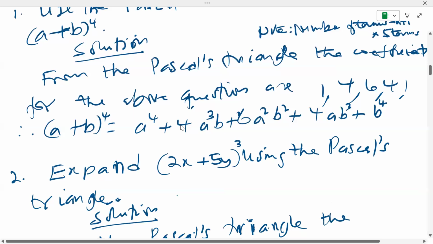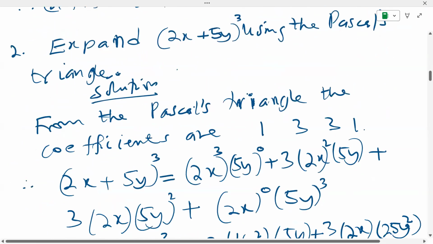So 1, the coefficient 4, a cubed b raised to the power 1, 6a squared b squared plus 4a raised to the power 1 b cubed plus b raised to the power 4. Great. So that does it for this type. So this is b raised to the power 3 and then b raised to the power 4. So that ends everything. Let's move on to question 2.